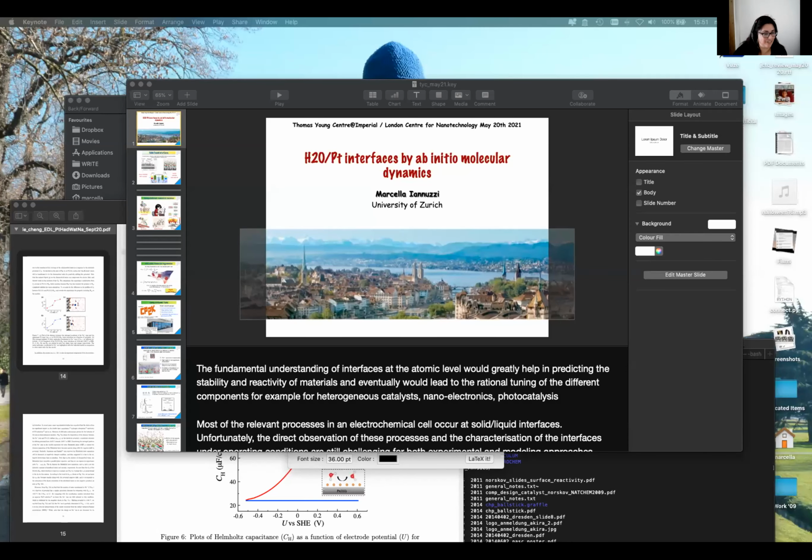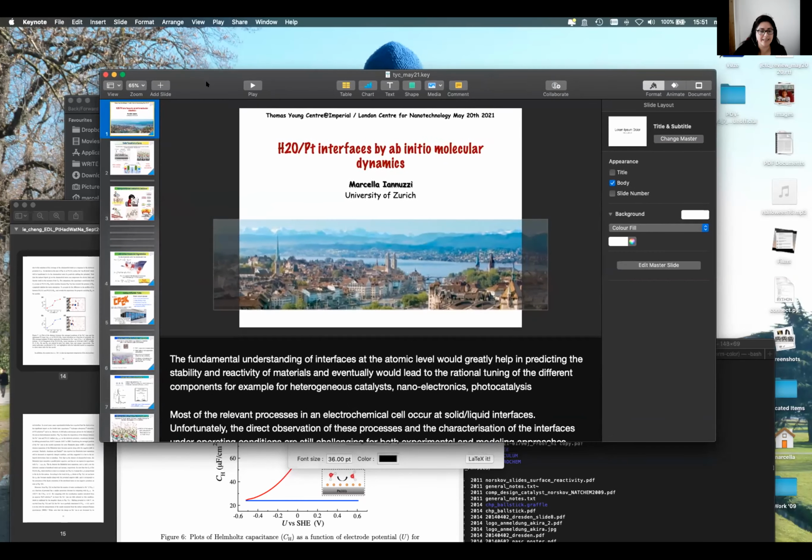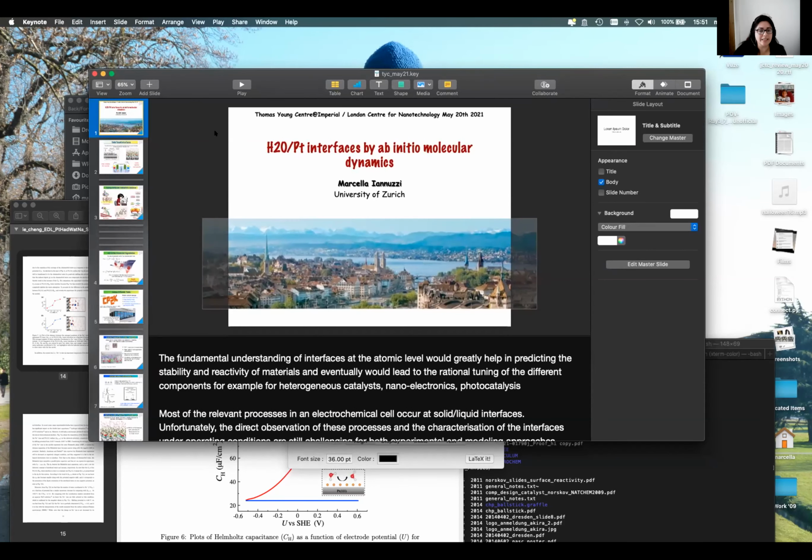Thanks. And the next speaker is Marcella Iannuzzi from University of Zurich. Marcella is an expert in ab initio modeling of many different systems, and in particular metal interfaces and metal water interfaces. And so today she will talk about physics and chemistry of metal water interfaces, and in particular H2O. The title of her talk is H2O platinum interfaces by ab initio molecular dynamics.